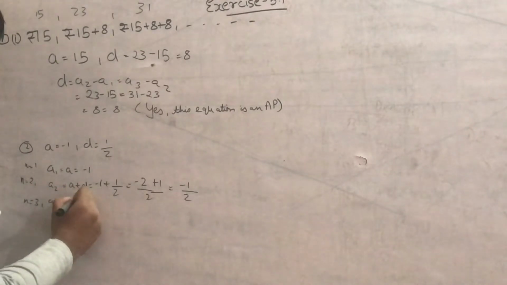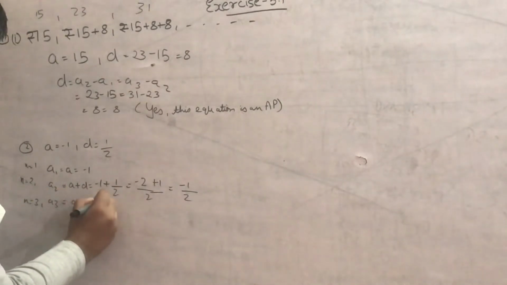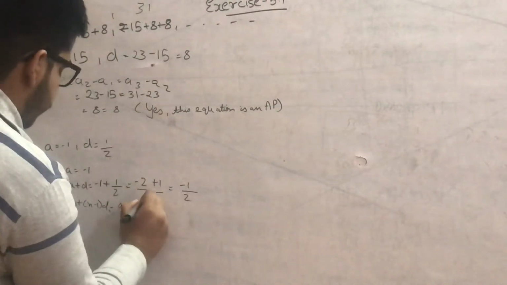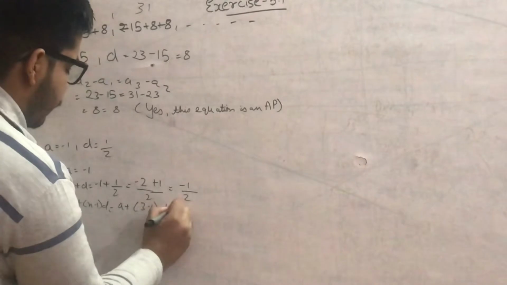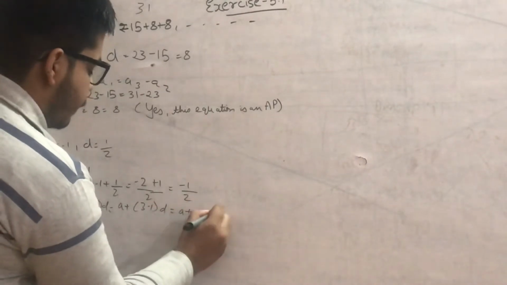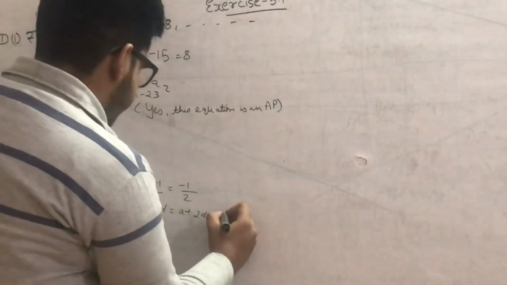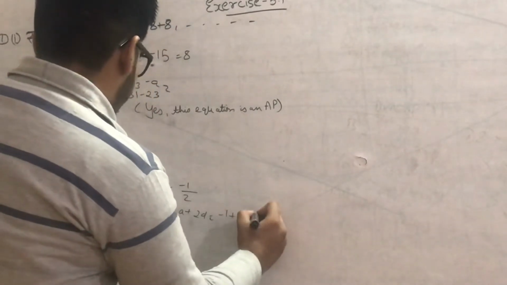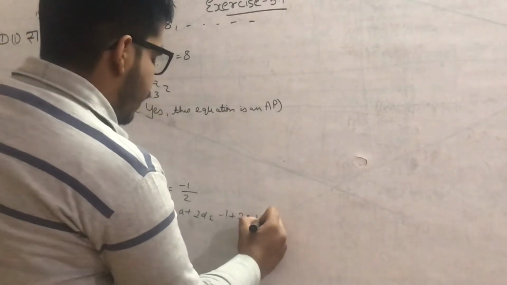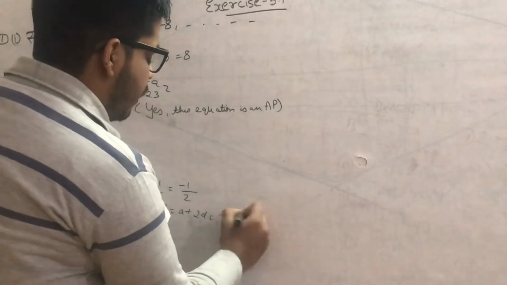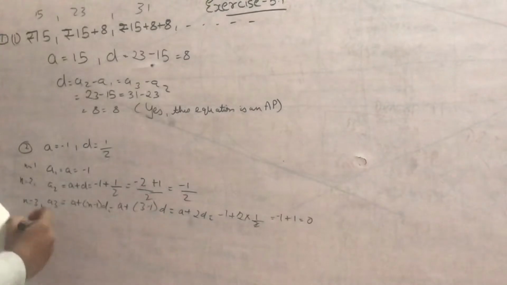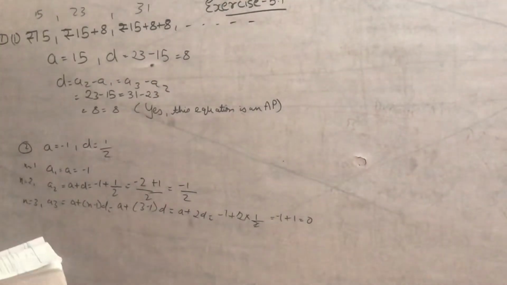n is equal to 3. A3 is equal to A plus n minus 1 into D, A plus 2D. Minus 1 plus 2 into 1 by 2, in which 2 and 2 get cancelled. Minus 1 plus 1 is equal to 0. Okay, now you can choose something from 5.2.